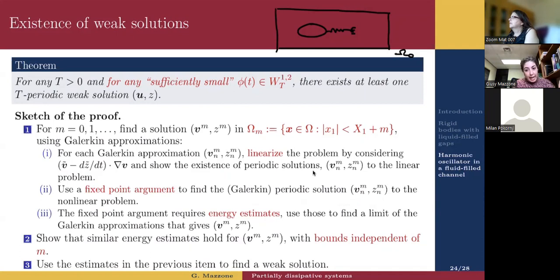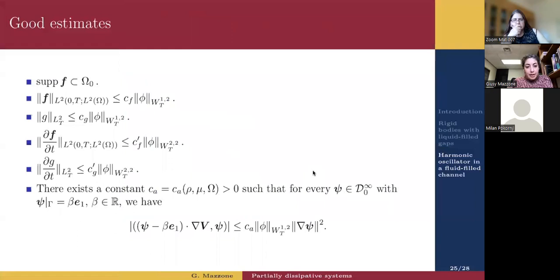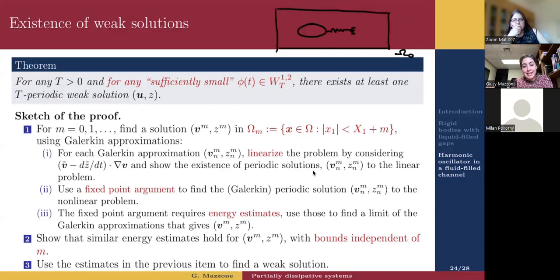Then you use energy estimates to pass to the limit in n, and hope that similar energy estimates hold also at the m level so that you can pass to the limit over m. What you need for making everything work, and where the smallness of the flux comes into play, is the fact that you need bounds which are independent of m. As of now, we are not able to prove that at the m level the bounds are independent of m, so that we can pass to the limit. The point I want to make is that, as most of the time in PDE, we have to be lucky with the energy estimates.